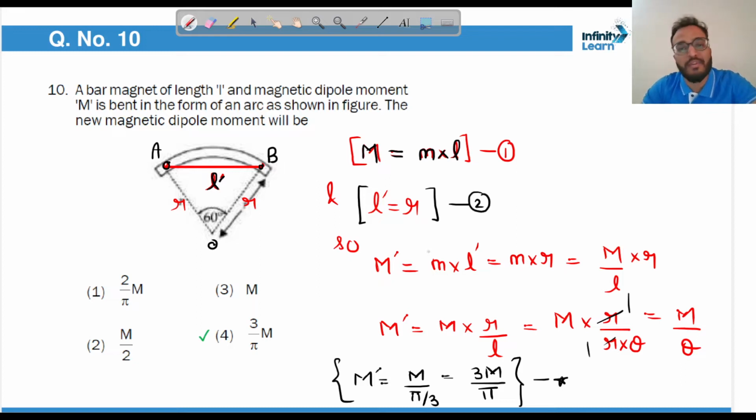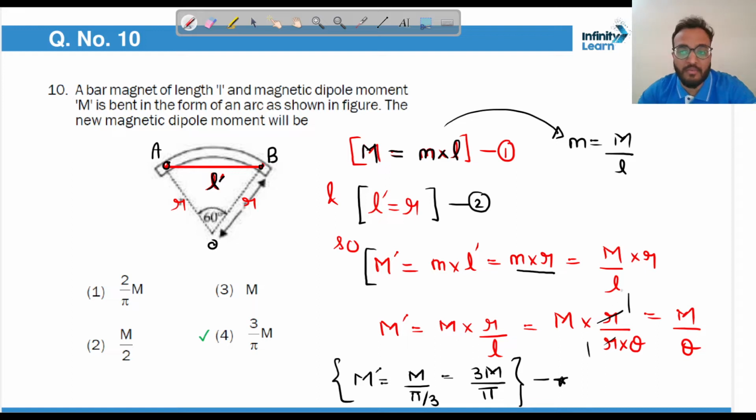Now what is the new magnetic moment? It will be M dash, that is pole strength into the new length L dash, which equals R. So m into R. What is small m? From the first equation, small m is equal to capital M by L. Now you put it here, and finally you will say M dash is equal to M into R by L.